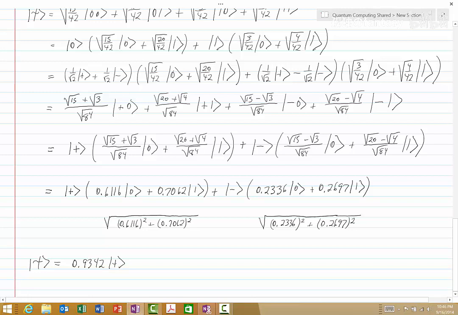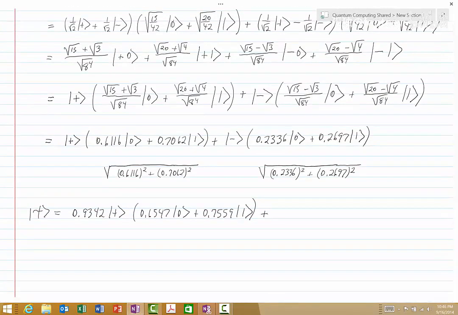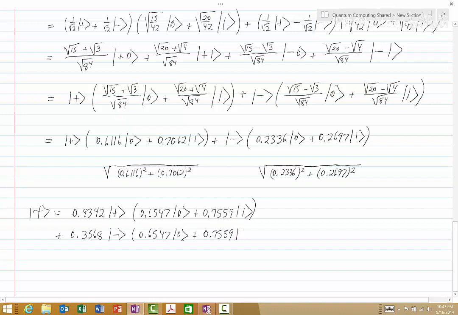0.9342 times (0.6547 plus 0.75591), plus, maybe I'll just continue it on the next line, plus 0.3568 minus times (0.6547 plus 0.75591).